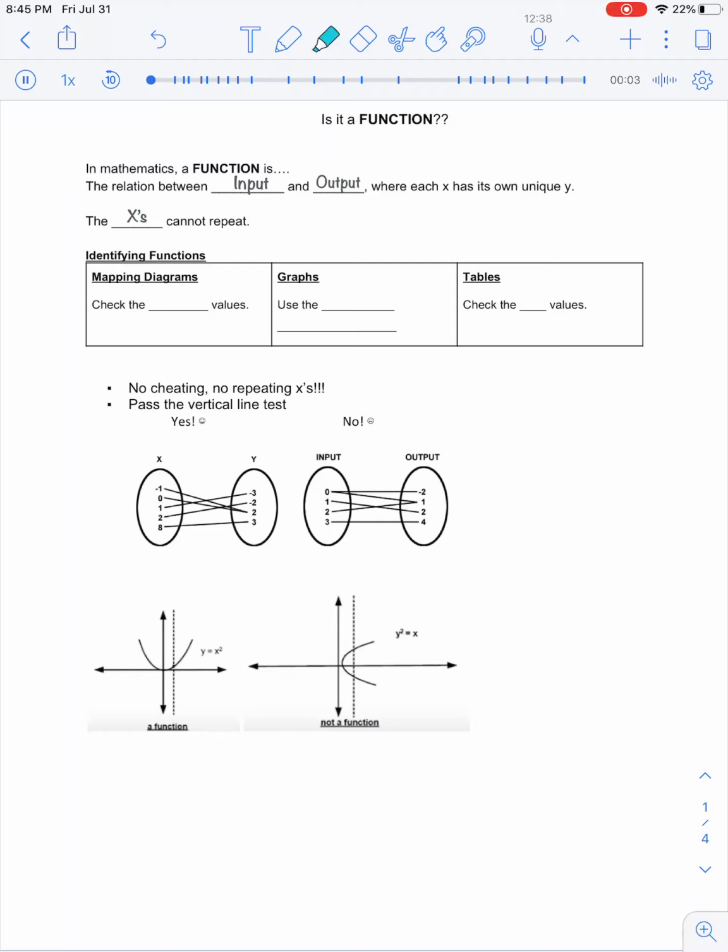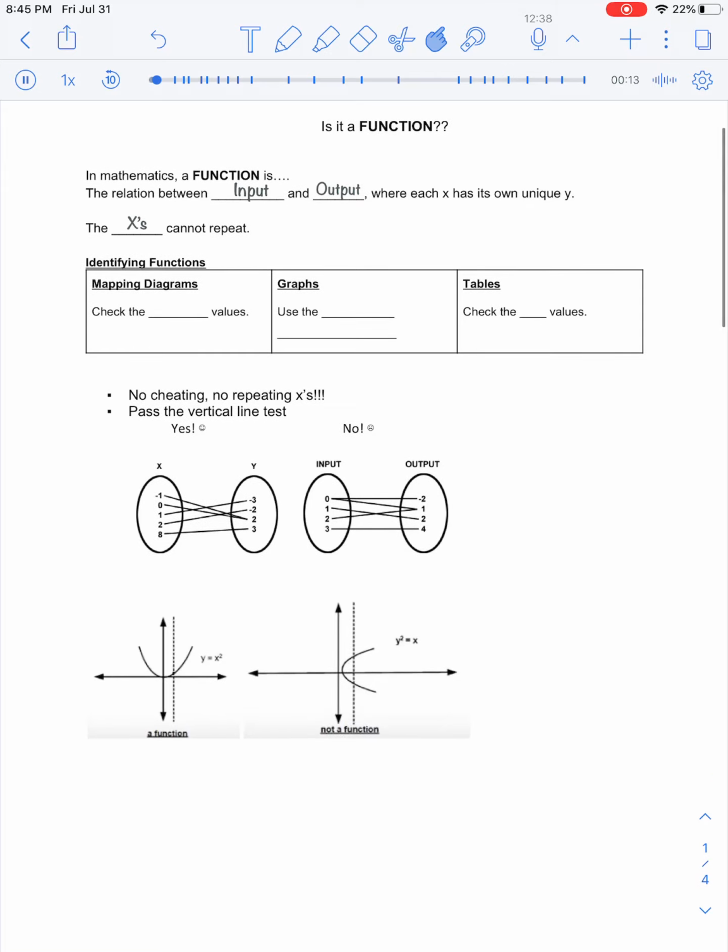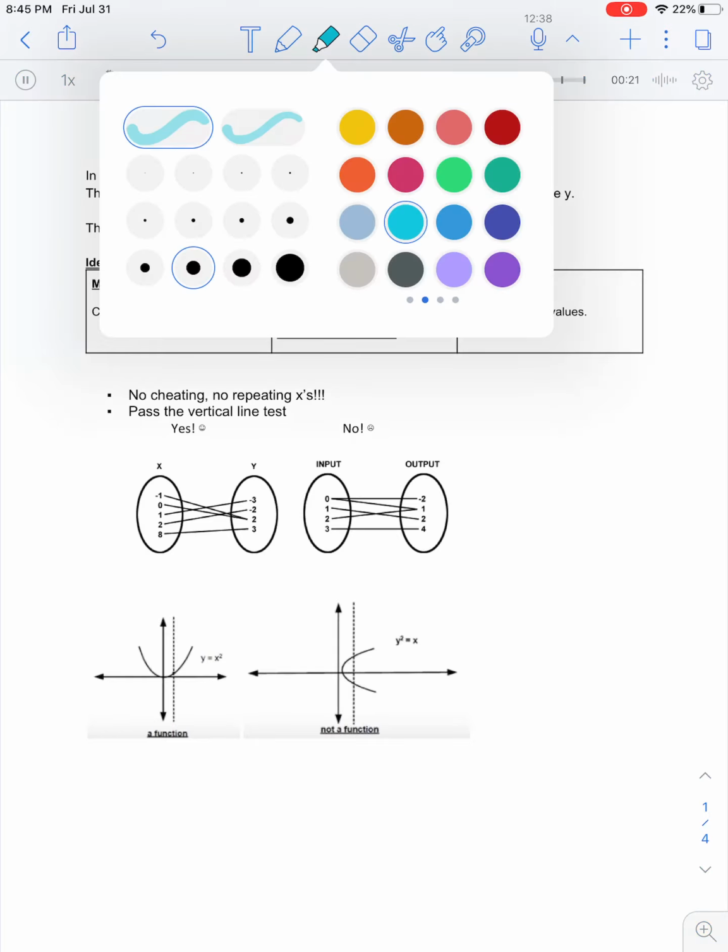In this lesson, we will be able to identify a function when we look at mapping diagrams, graphs, and tables. After we do that, we will be evaluating these functions using our calculators. So, what does function in math mean? It is a relation between input and output.